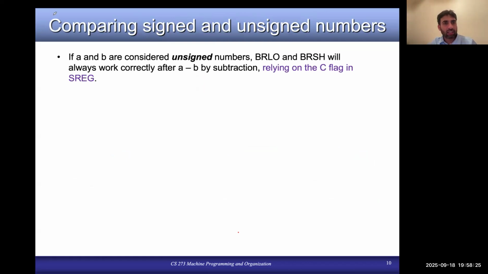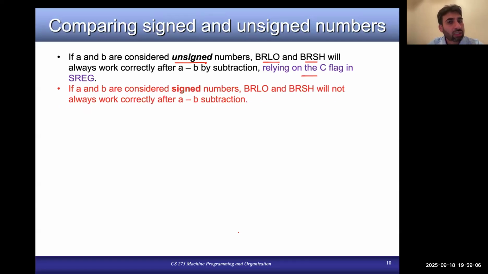Okay, comparing signed and unsigned numbers. This is going back to the same point I explained earlier while I was writing on OneNote: if you are comparing A and B, and A and B are considered unsigned, it all depends upon your interpretation of the bit patterns. If you are interpreting them as unsigned numbers, then you can compare the numbers, and based on the comparison, you can use branch low and branch same or higher to take the branch, right? Because they rely on the C flag, and these are unsigned numbers.